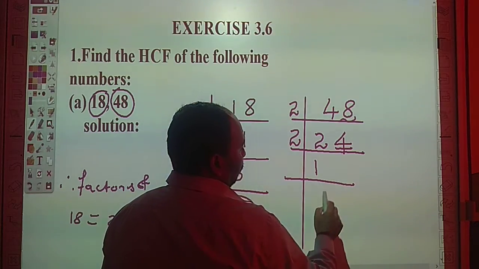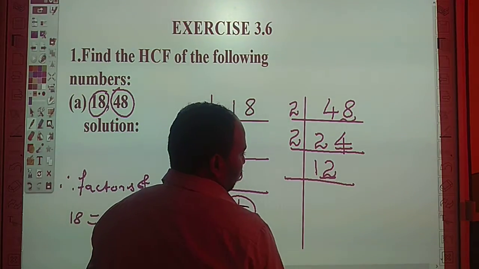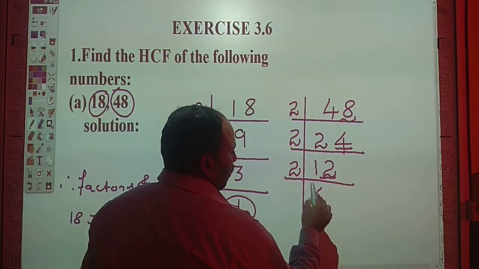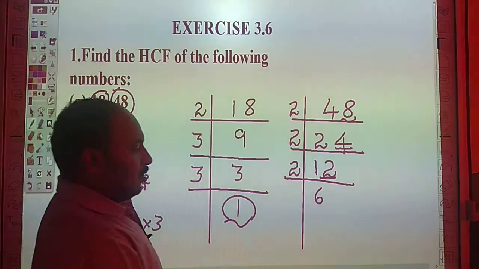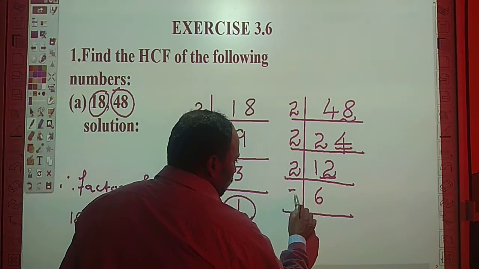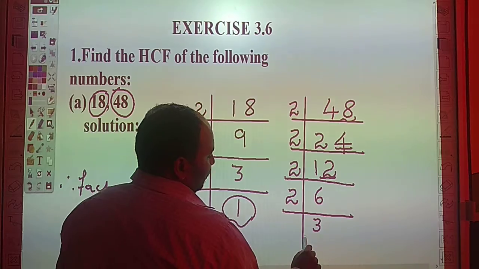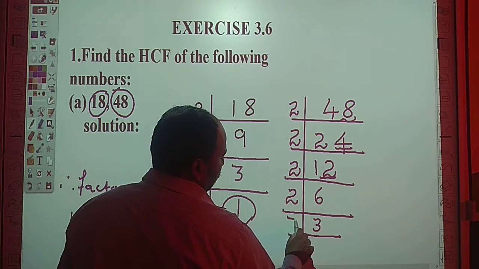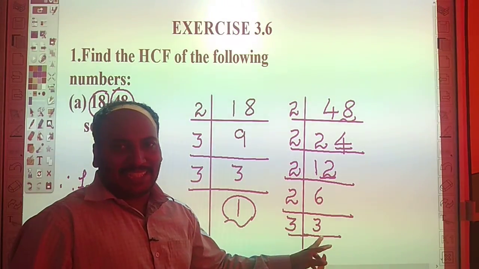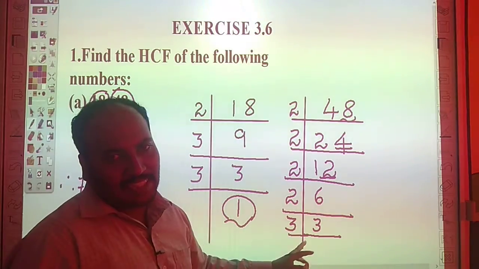The next is this 4. 2 2s are 4. The last is this 2, so again we take the prime number 2. 6 2s are 12. 6 is divisible by 2, so take 2. 3 2s are 6. Next we take the next prime number 3, because the number 3 is not divisible by 2. So we take the number 3.